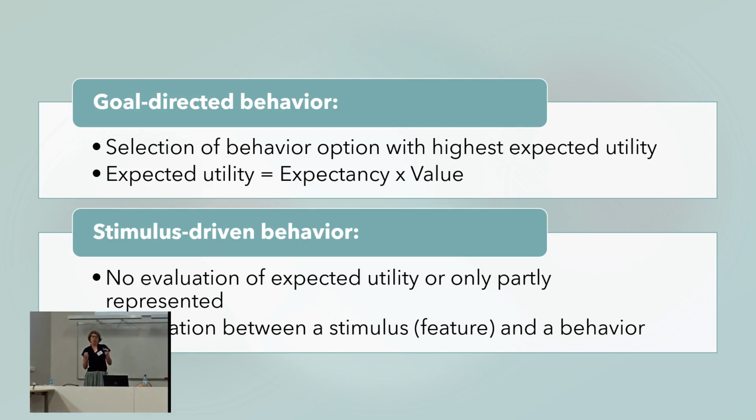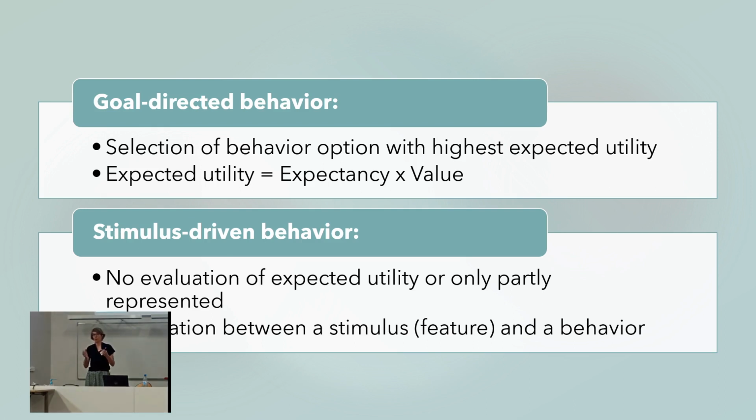I start with goal-directed behavior, which is another word for instrumental behavior. Goal-directed behavior is defined as behavior for which, before you enact it, you calculated the expected utility, and you selected the behavior with the highest expected utility. Expected utility is a calculation of the expectancy and the value. The expectancy is an assessment of how likely it is that the behavior fulfills your goals, and the value is the value of fulfilling the goal.